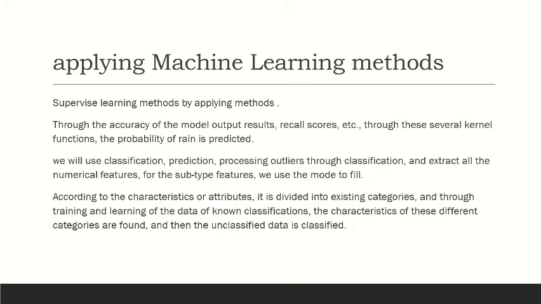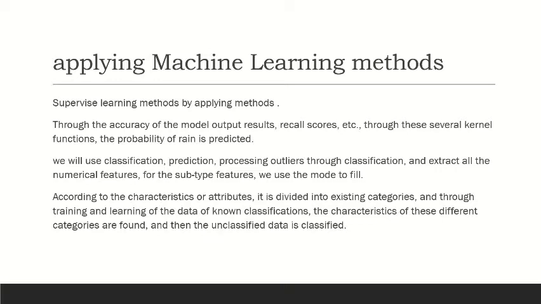For applied machine learning methods, we are going to use a supervised learning method, and assess the accuracy of the model, the output result, recall score, and so on. So through these several kernel functions, the probability of rain is predicted. We will use classification to predict, processing outliers through classification.